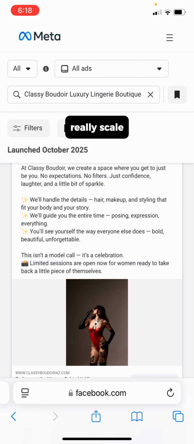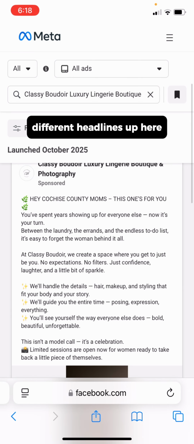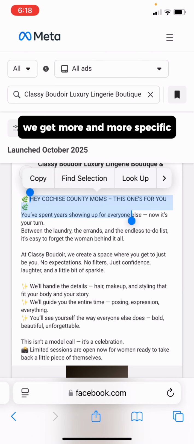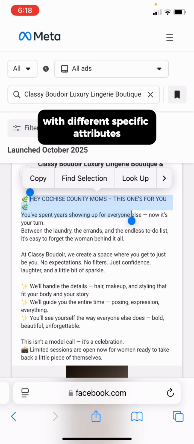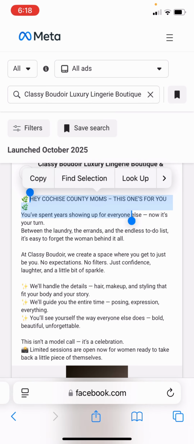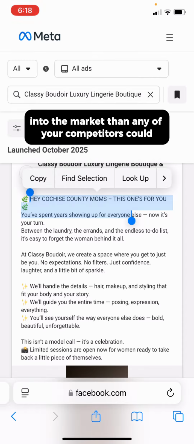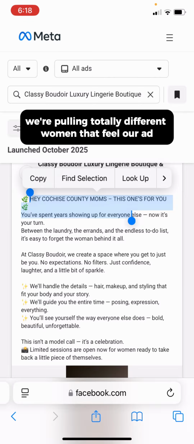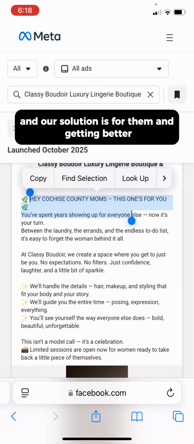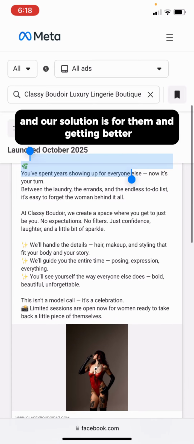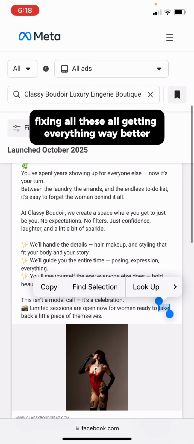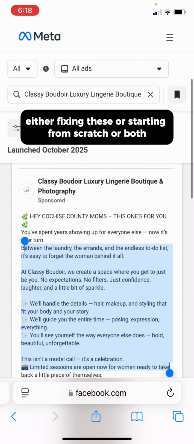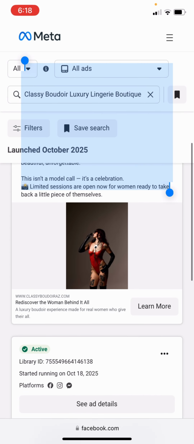Really scale different headlines up here to different groups of women in your city, so that you never kind of tap out. We get more and more specific with different specific attributes, and we can reach far deeper into the market than any of your competitors could. So we're pulling totally different women that feel our ad and our solution is for them. And again, getting everything way better, either fixing these or starting from scratch or both.